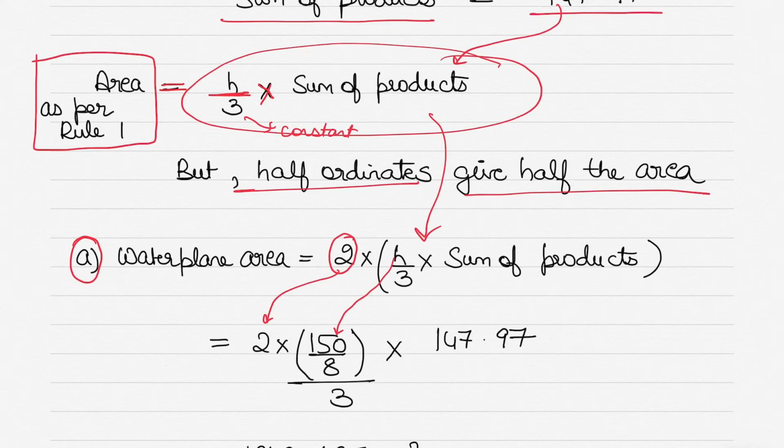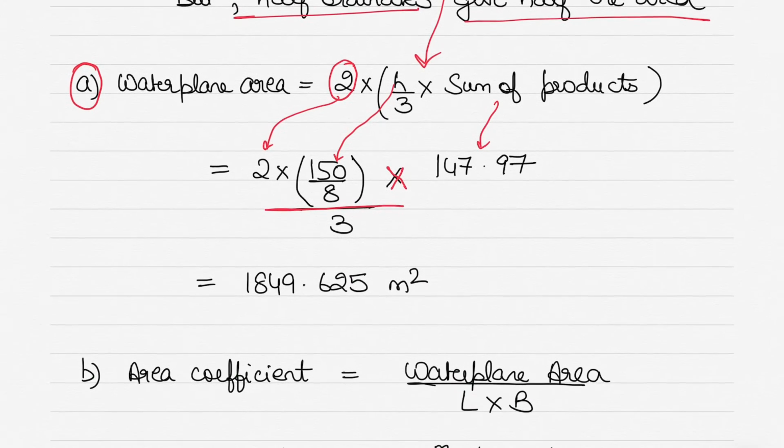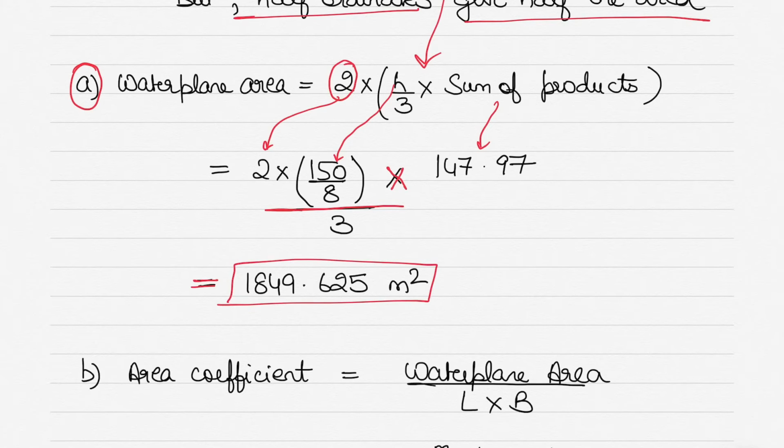Then we have h, which is 150 by 8, or you can simply put 18.75 there. I just put 150 by 8 to explain how I got h again. Then divided by 3 is the constant, multiplied by the sum of the products that you already know is 147.97. So the water plane area you will get is 1849.625 meters square.